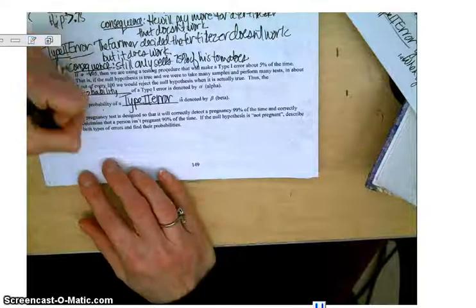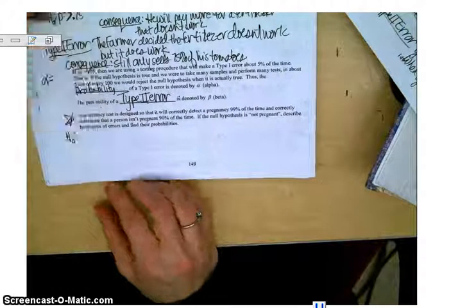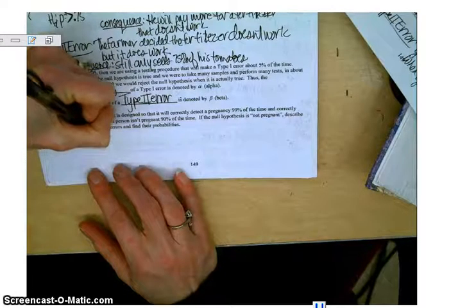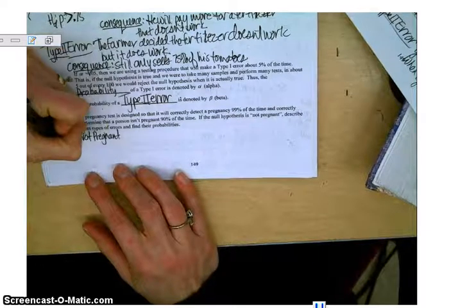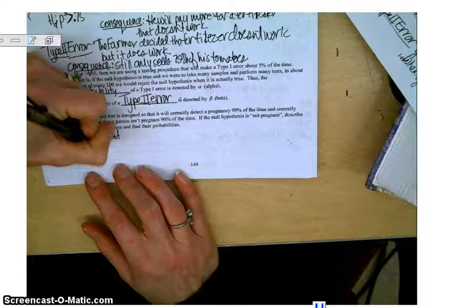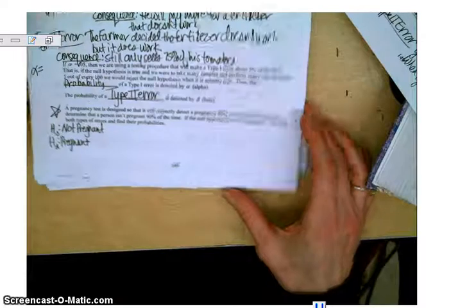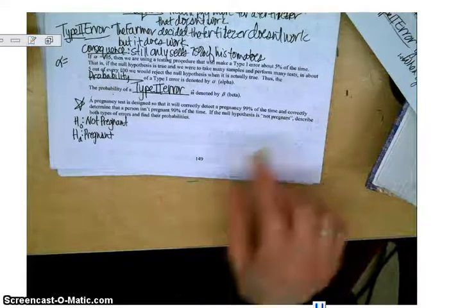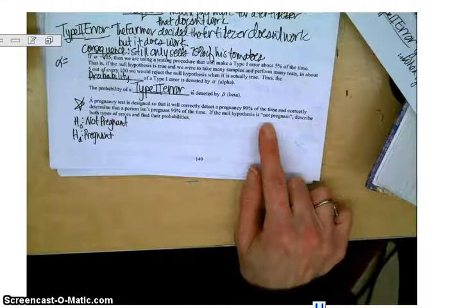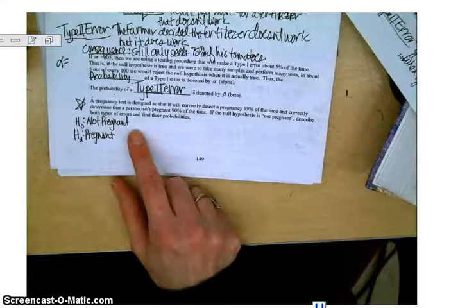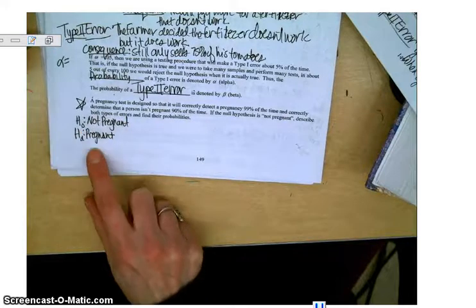All right, so the null hypothesis would be not pregnant, and the alternative hypothesis would be pregnant. And it tells us here to use the null hypothesis is not pregnant. Describe both types of errors and find their probabilities. So, null is not pregnant, the alternative is pregnant.